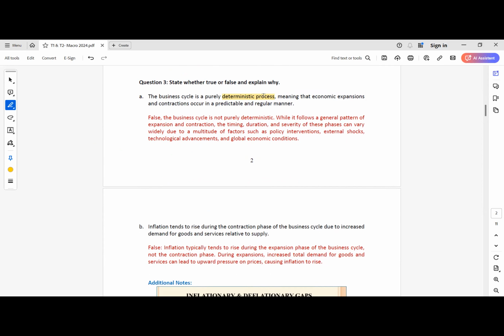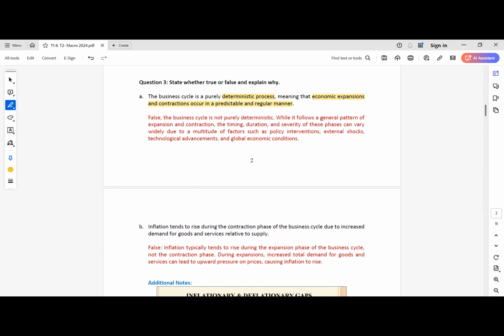So it's not something that is determined. I cannot say that it will definitely forever be increasing. It's up and down, going through the peak, the trough, the booming and also the recession. So the statement says that economic expansion and contractions occur in a predictable and regular manner. Is it true? Of course, it's not true. It's not deterministic. You cannot predict, you cannot determine. It will definitely be up and down. So therefore, the business cycle is not purely deterministic.